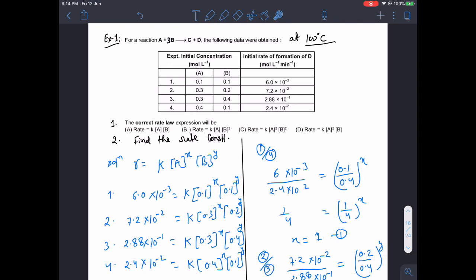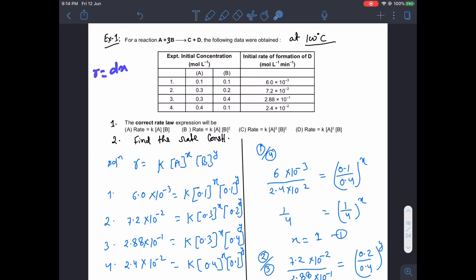Now what is the question? First of all, determine the rate law expression. And the second question is to find the rate constant value K at this 100 degree centigrade. Now how to determine? That's very simple, guys. You simply write the rate expression as R is equal to K A to the power x B to the power y.